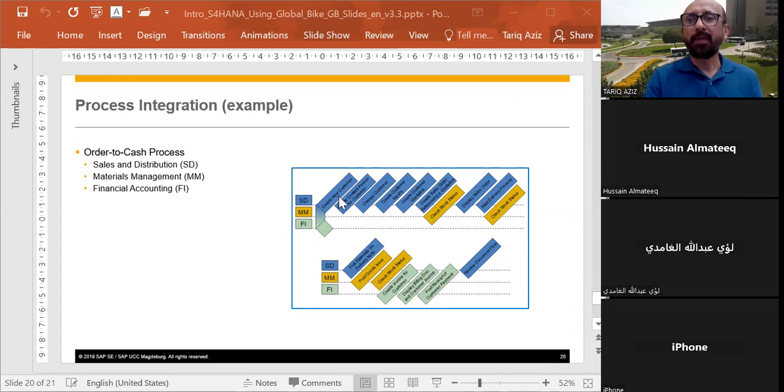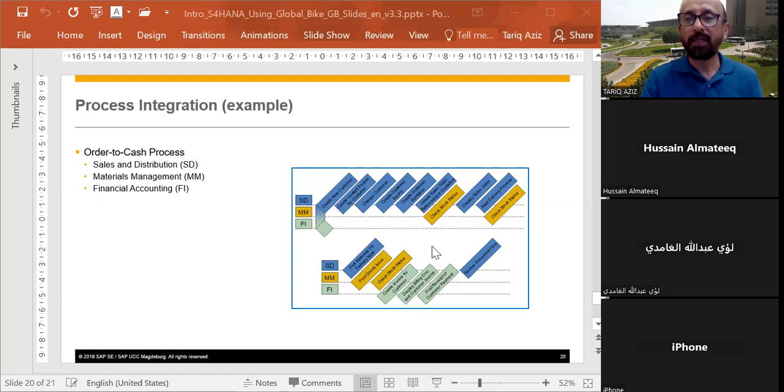So when we create the sales order, we have to go to material management to see if we have enough bicycles, so we are checking for the bikes. And when we create a delivery order, again, we are checking for the bike at the time of delivery. Then we issue the items. Then we make the invoice. Then we receive the payments. And the process is closed.